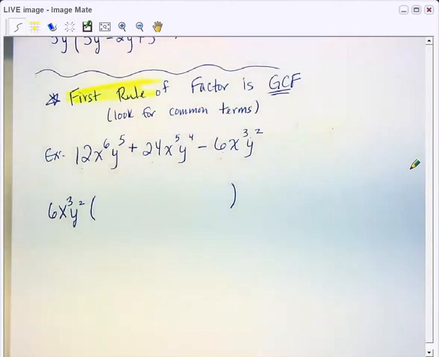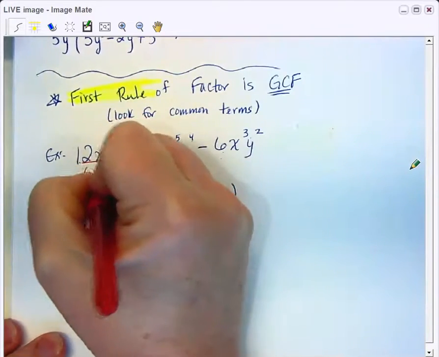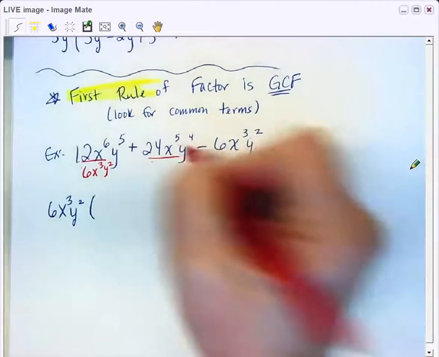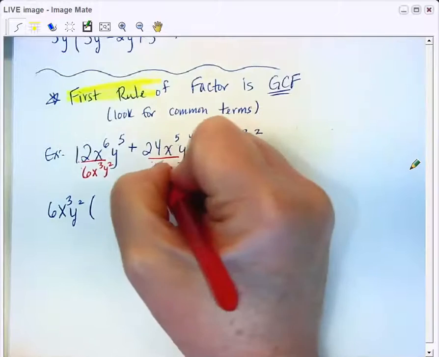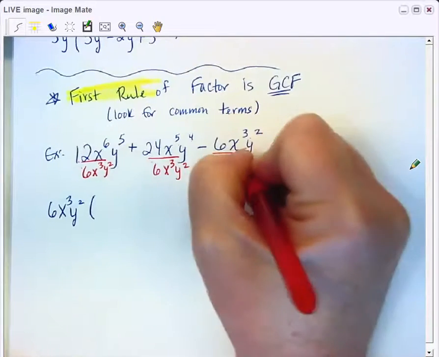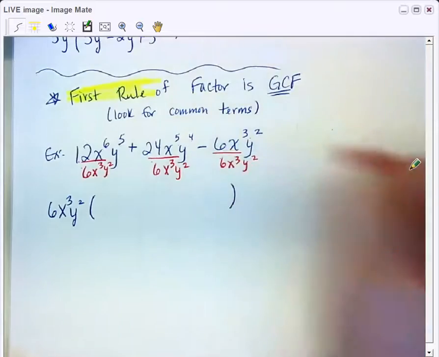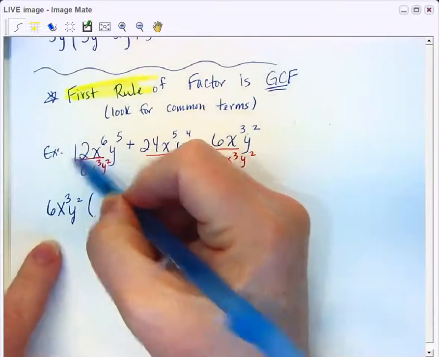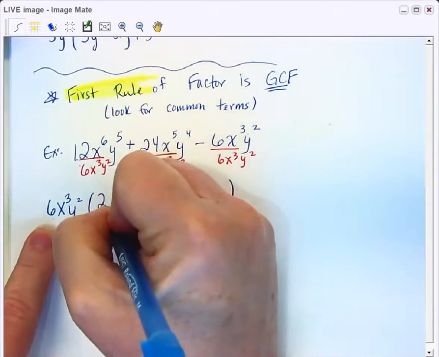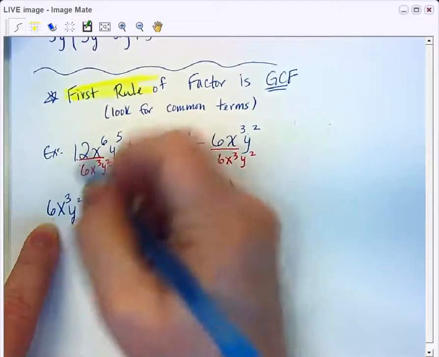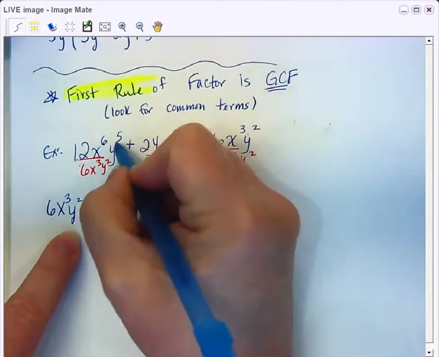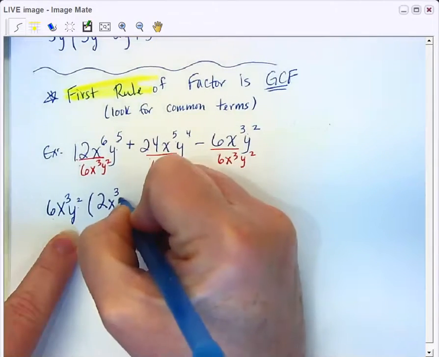If you're not used to doing it in your head yet, you can think of it as 6x cubed y squared. I do not want you to have to do this. This is only so you can see what I'm doing mentally. 6x to the 3 y squared and 6x to the 3 y squared. Mentally I would say 12 divided by 6 is 2. And then 6 subtract 3 is 3. And then my y's, 2 subtract 2 is 0.